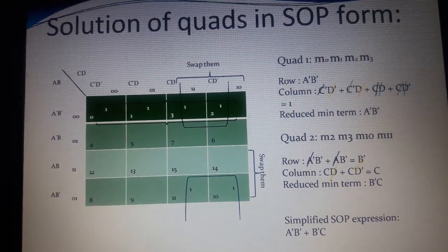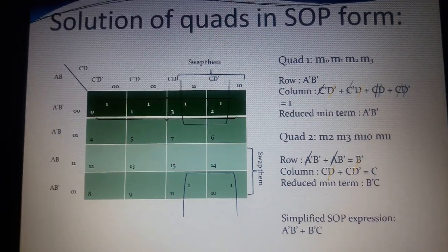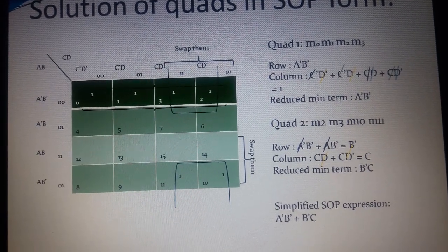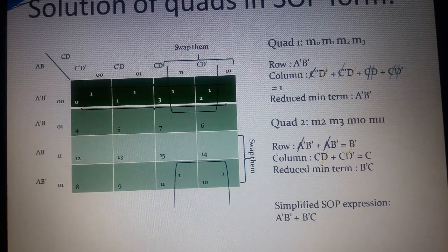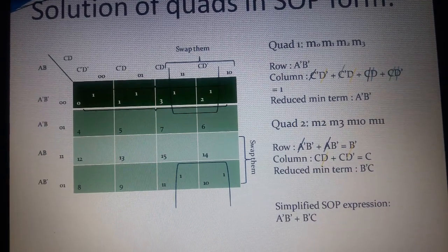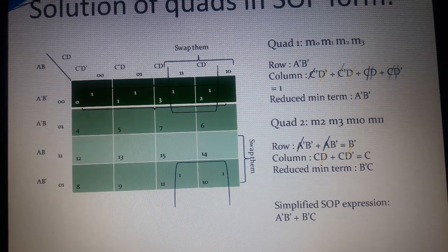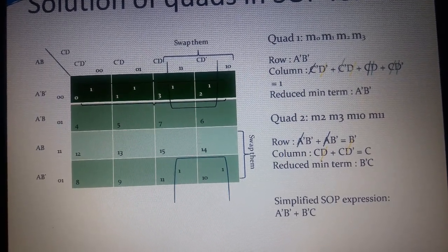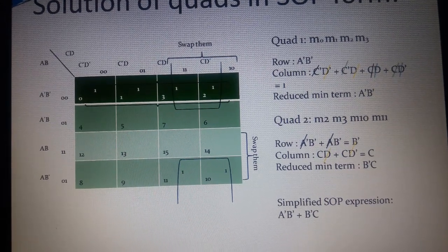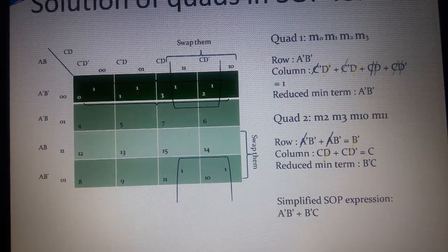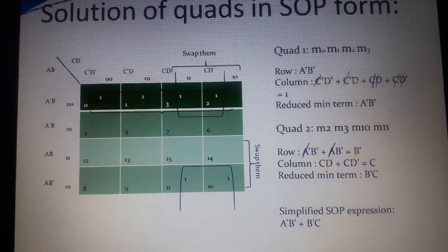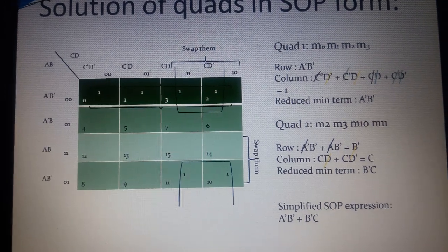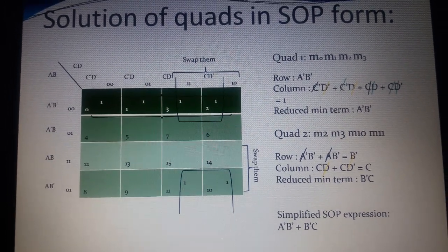See in the quad, next quad, what are we getting? In row A dash B dash, A B dash, we are cutting it together, then the common part is B dash. The columns we are having are C dash, CD and CD dash. We are cutting D and D dash, then the common term is C. Reduced expression, what are we getting? B dash and C. When we are combining it together, we are getting a simplified SOP expression as A dash B dash plus B dash C.